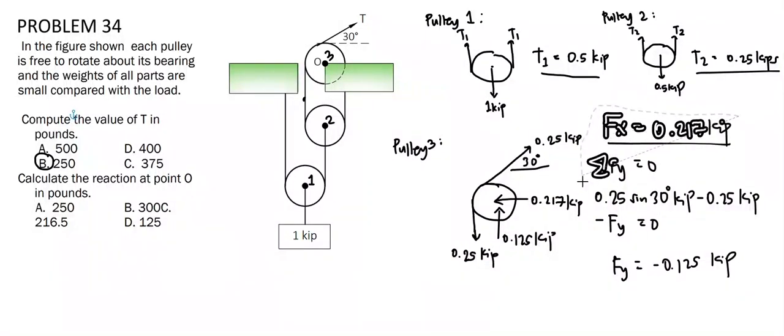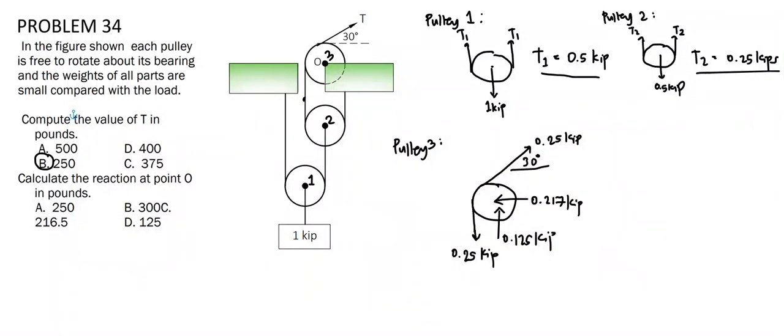Now we can proceed solving for the problems that are shown here. Now that we have the value for T equal to 0.25 kip, to convert this into pounds, we multiply it by 1000 pound per 1 kip. Basically, 1 kip is just equal to 1000 pounds. So this is our conversion factor. We can cancel kip, and we get 250 pounds by multiplying 0.25 and 1000.